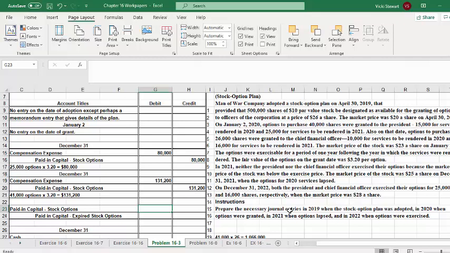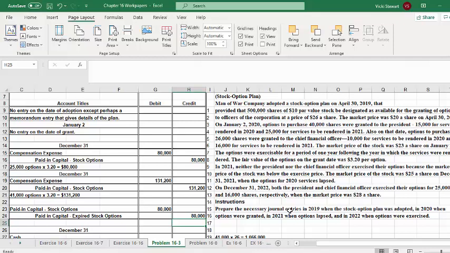So when stock options lapse or expire, we debit paid-in capital stock options for the $80,000 and we credit paid-in capital expired stock options. Remember that we don't do anything to compensation expense unless they quit before they have fulfilled the vesting requirements, and that was not the case.